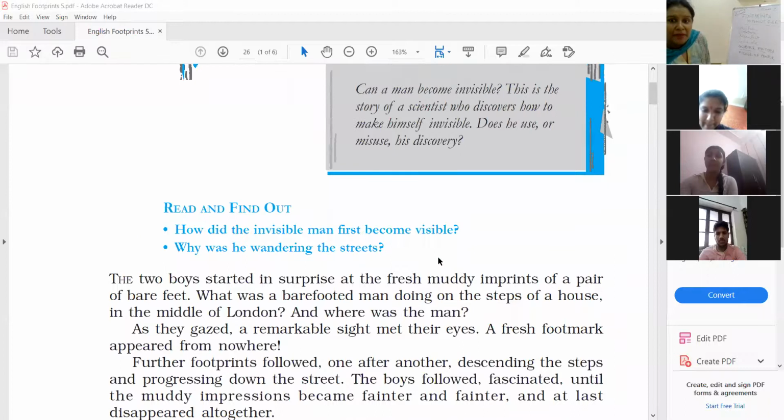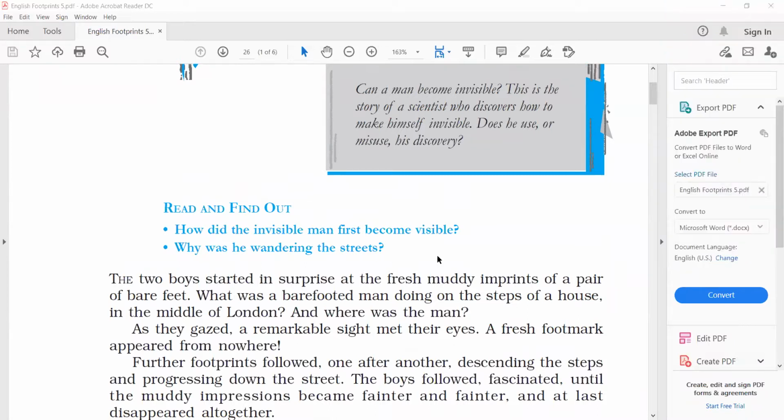Can a man become invisible? This is the story of a scientist who discovers how to make himself invisible. Does he use or misuse his discovery?